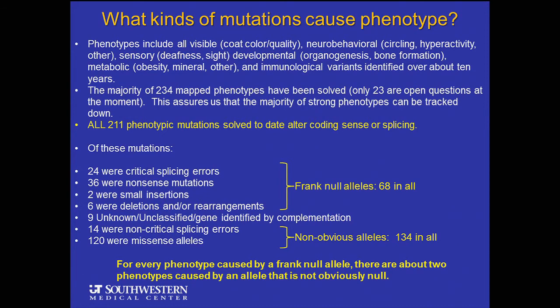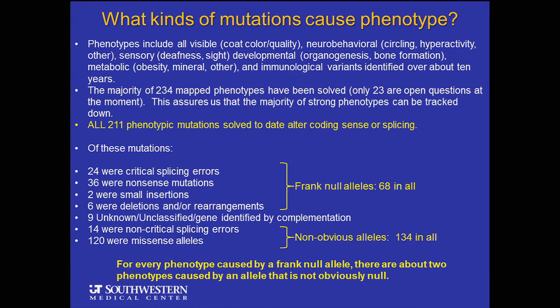I'm also often asked what kinds of mutations cause phenotype, and here too we have some statistics. I'll just point to the fact that of a list of 234 mapped phenotypes which have been solved in our lab, we can point to 211 mutations where there is clearly a mutation in coding or splicing sequence. In the 23 remaining cases, the situation remains an open question, but suffice it to say, we've never found a phenotype that wasn't caused by a coding or splicing error, and I believe that's the rule in all of the ENU literature.